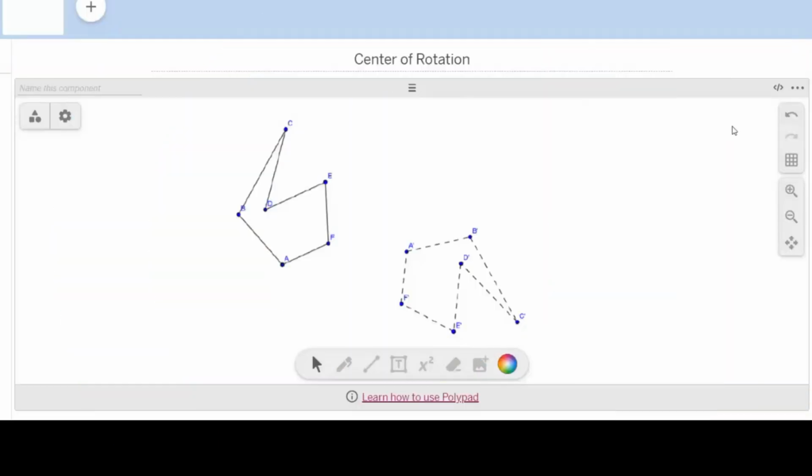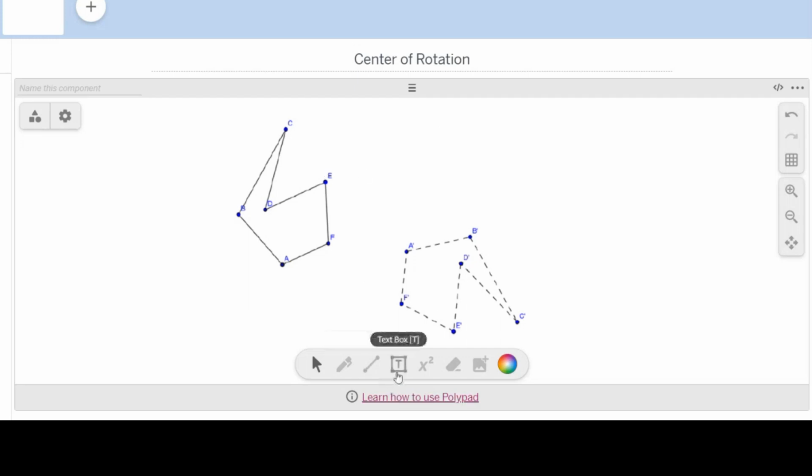In this video, we're going to go over how to find a center of rotation. So I have the original pre-image here with all of the regular plain letters A, B, C, D, E, F. And then I can see that I have A prime, B prime, C prime, D prime, E prime, F prime. So this is my rotated image. I want to know where it is rotating around.